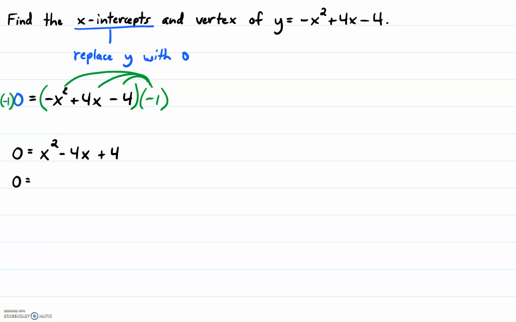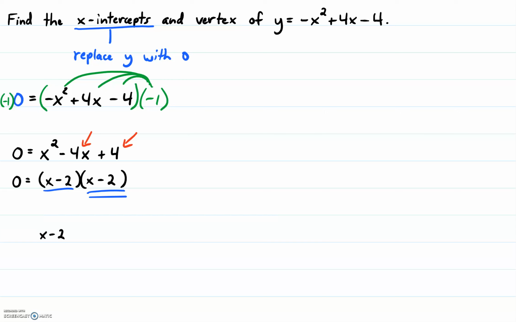If we factor the right-hand side, we get x minus 2 times x minus 2, because negative 2 times negative 2 gives us a positive 4, and negative 2 combined with another negative 2 gives us a negative 4. This time we don't have two distinct factors, we have the same factor twice, so it has a multiplicity of 2. All we have to do is set one of those equal to 0 and solve, because obviously you get the same thing both times.